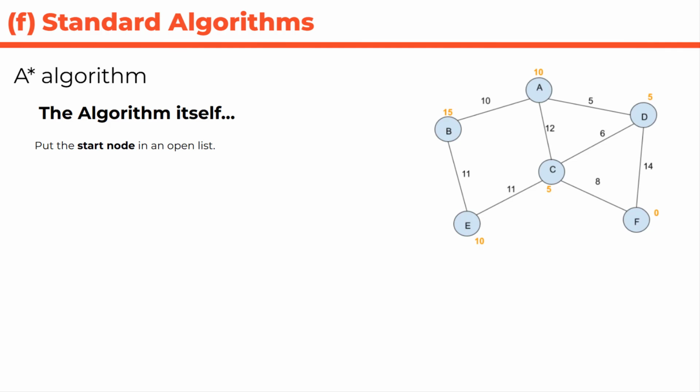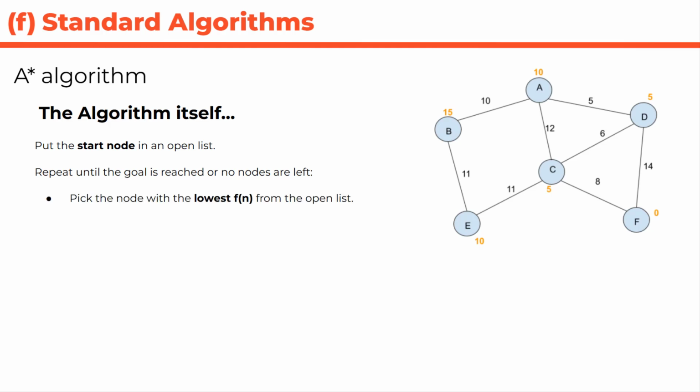Okay, and we're going to work our way to the heuristic. So we put the start node in an open list. Yes, a list. It's a data structure. Then we repeat until the goal is reached or no nodes are left. We pick the node with the lowest cost overall. Now we choose that from the open list. So we choose the node with the lowest cost, and then we move it to the closed list because we can't visit a node again once we've been there.